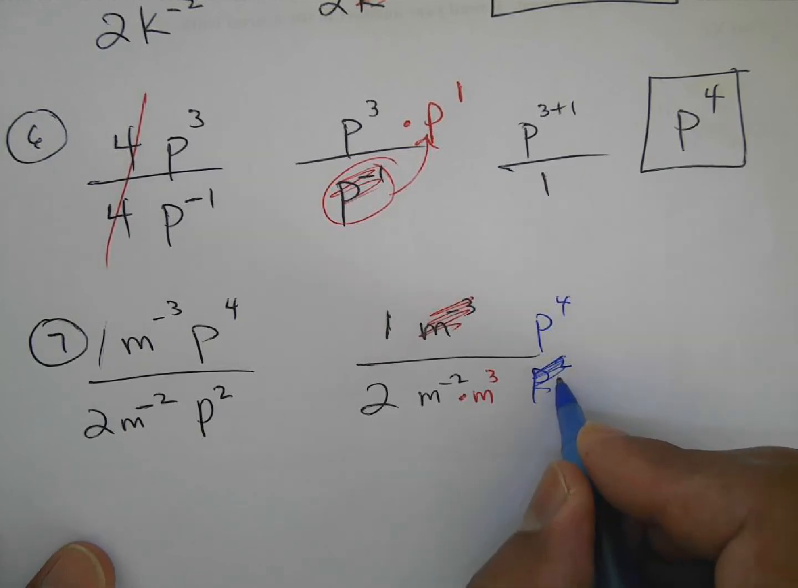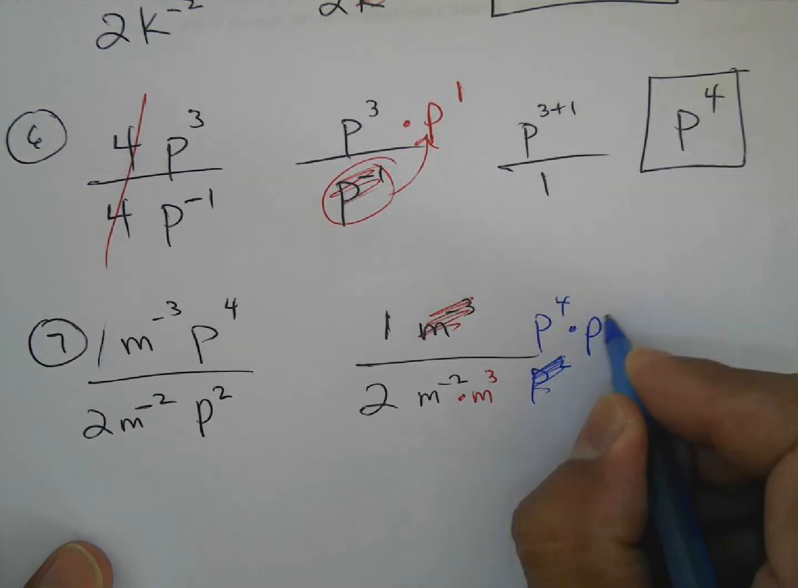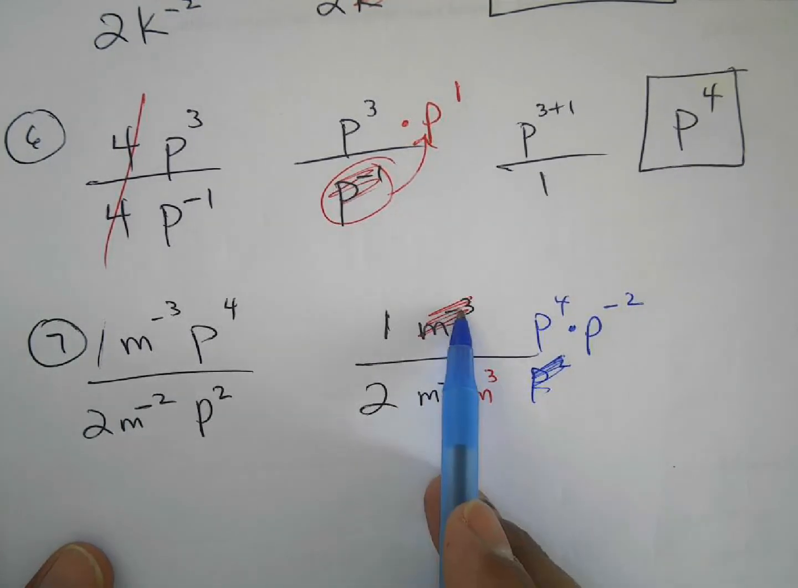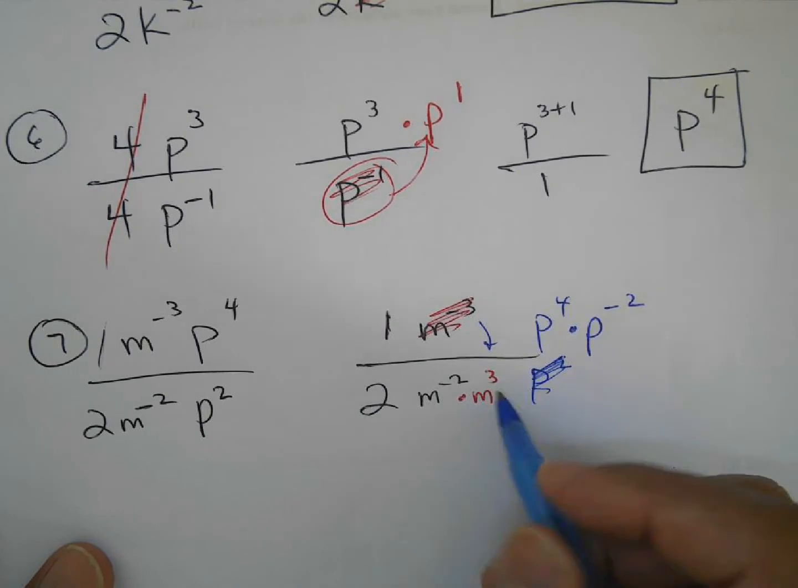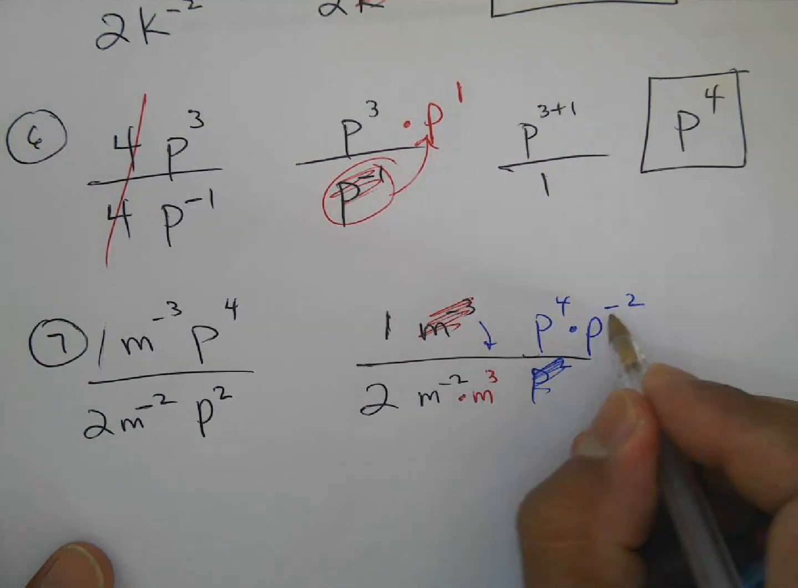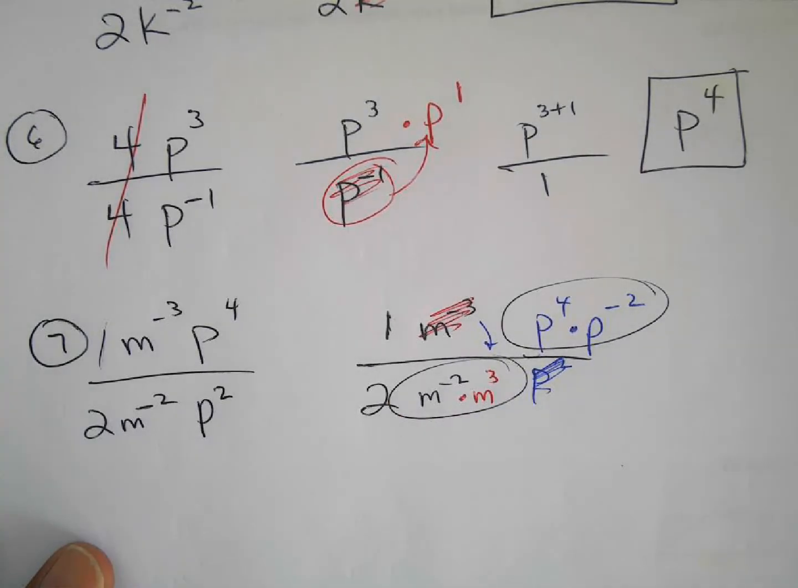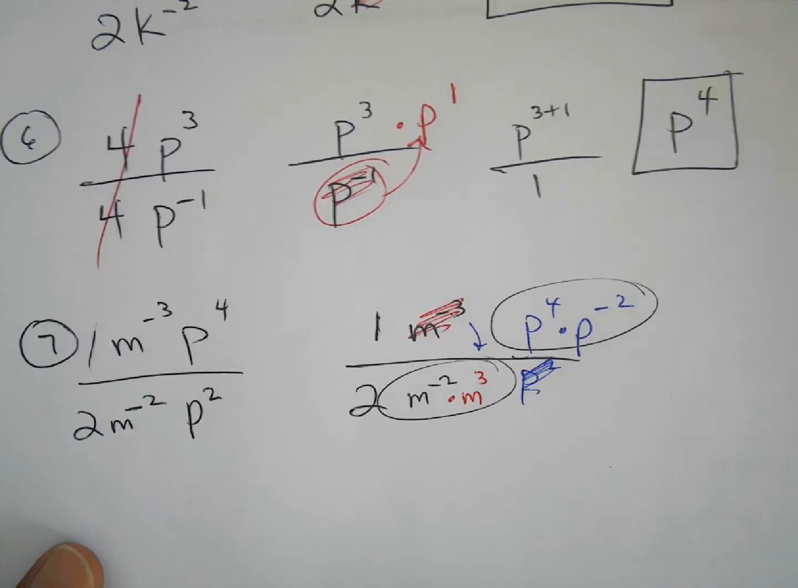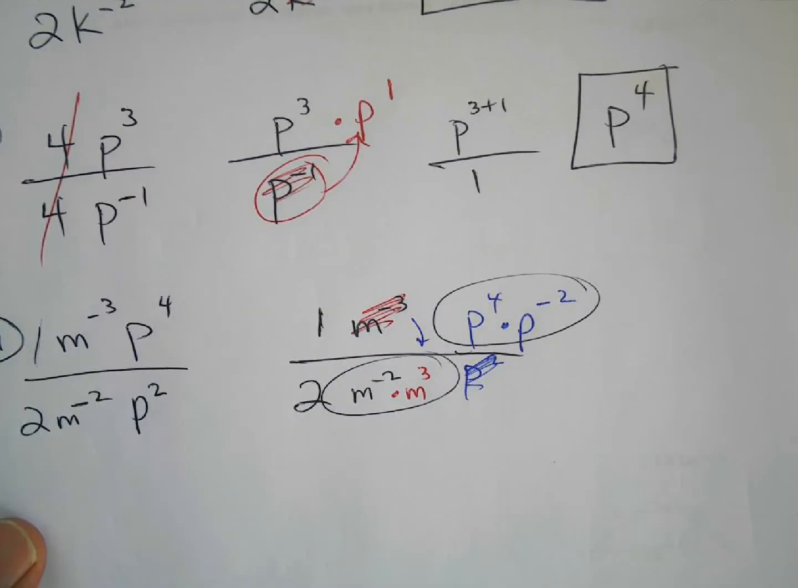And this is a positive 2, but when I move it up here, it's going to be what? Negative 2. Remember, when you move them, you change the sign. This one was negative and I moved it down, it turned positive. This one was positive, when I moved it up, it turns negative. Because you want to move them to the same side, either the top side or the bottom side.